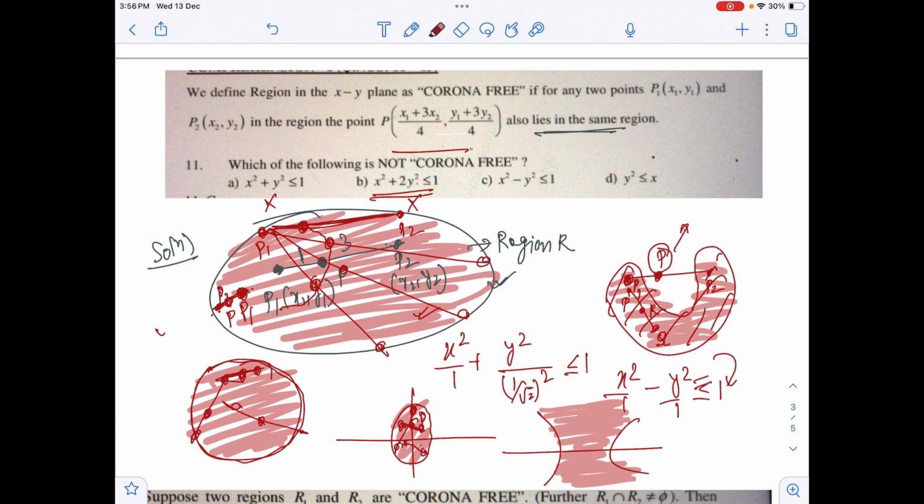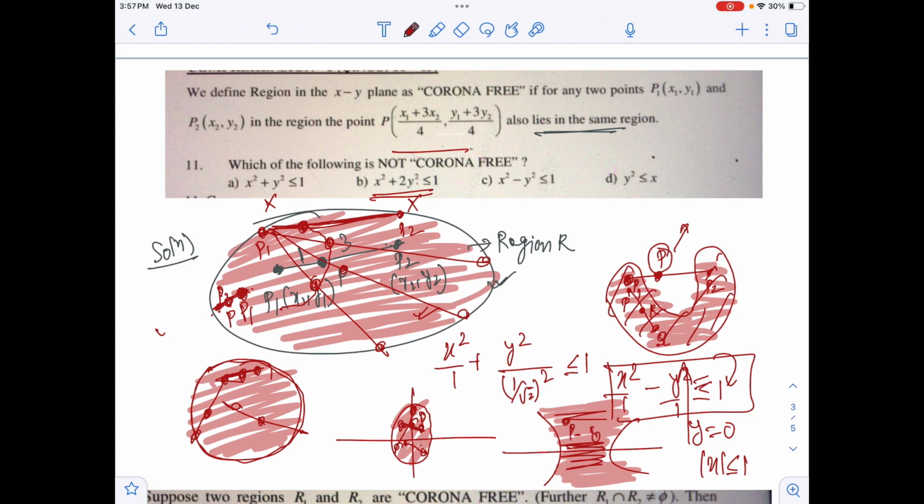Because let's say if y is 0, so x has to be between -1 to +1, right? If I keep y equals 0 in this equation, mod x must be less than equal to 1. It means you must stay in this region. So this is the region which is depicted by this hyperbola.